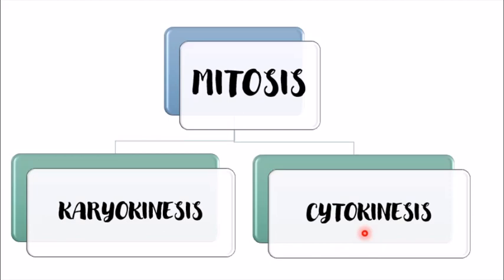Now you may be wondering, what is 2n and n? 2n is the condition when the chromosomes are present in pair. So if a chromosome is present in pair, it is called 2n. And if only a single chromosome is present, it is called the n condition.